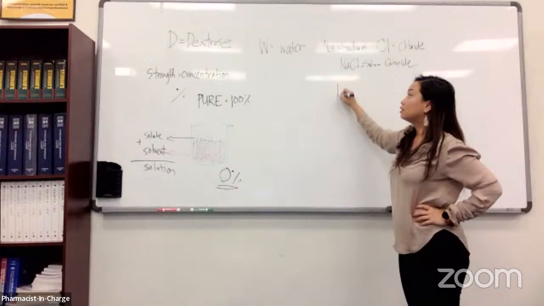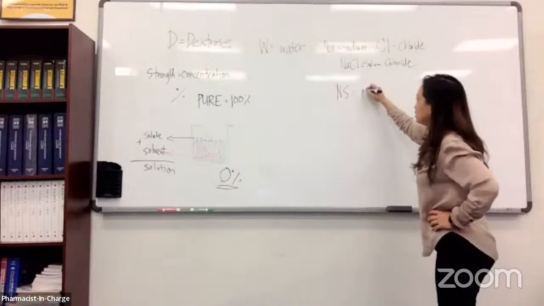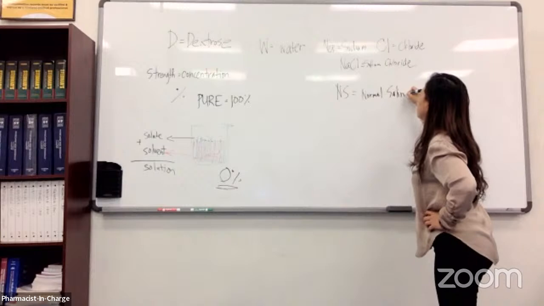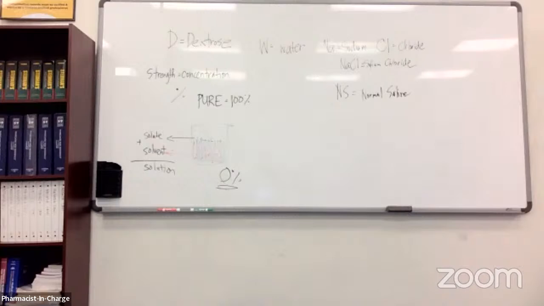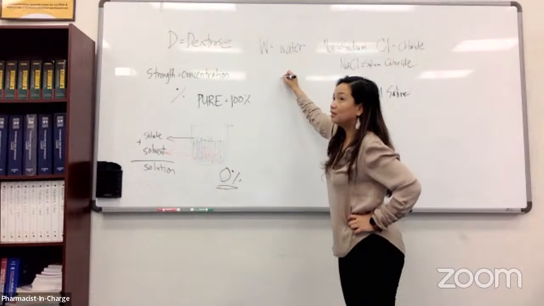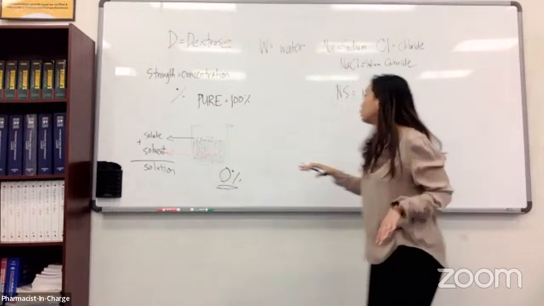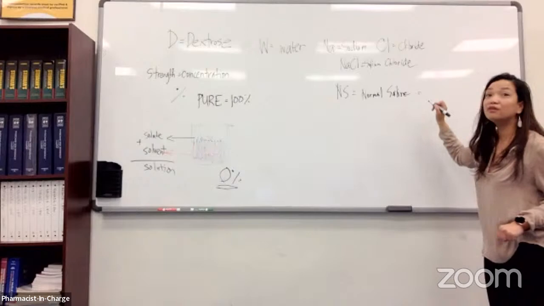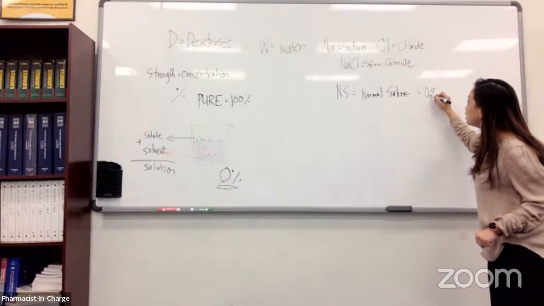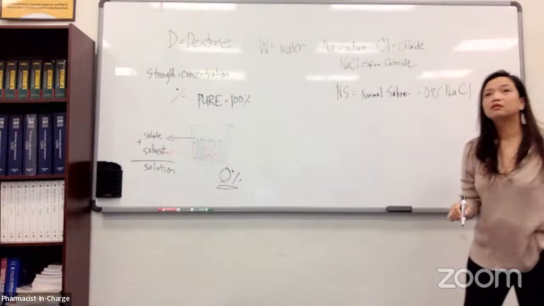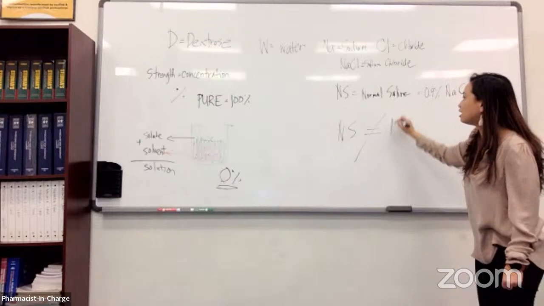NS stands for normal saline. Favorite question on the PTCE as well. Very much. So why? Because people think, okay, the percentage is the same for everything. But you have to know that normal saline is equivalent to 0.9% sodium. All right. So a normal saline is not the same as sodium chloride. Can you follow?